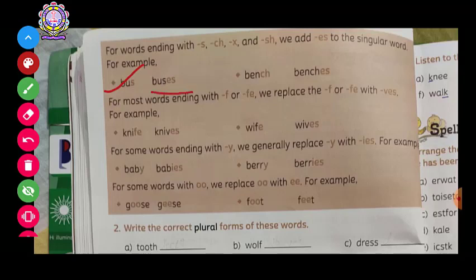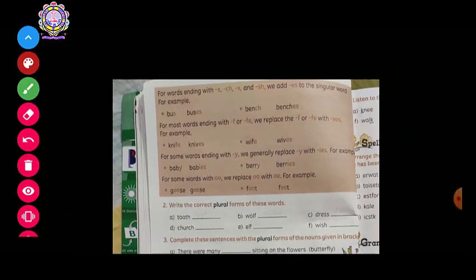So your example is bus, buses, B-U-S-E-S, buses. So do you understand what I am trying to say? We will learn it here. So easy.